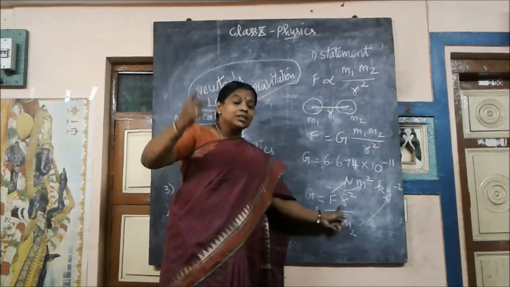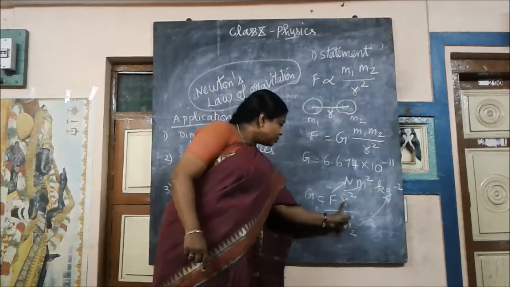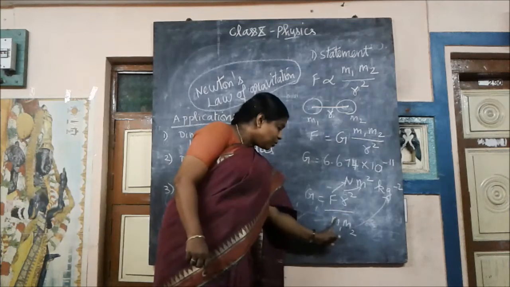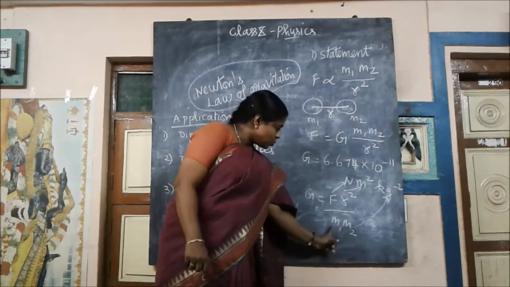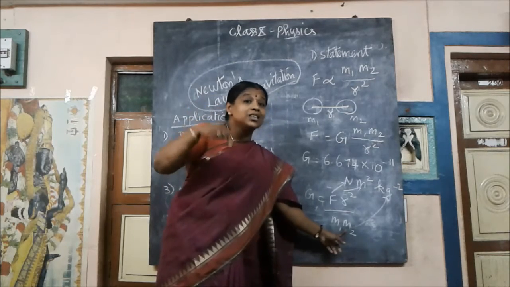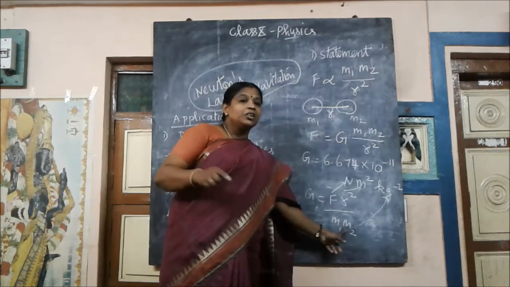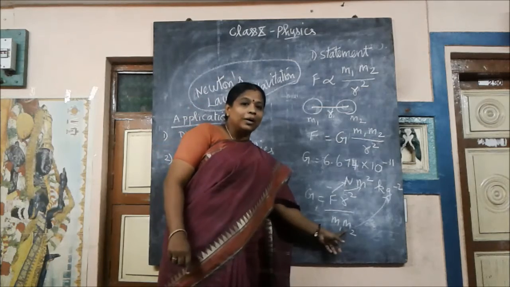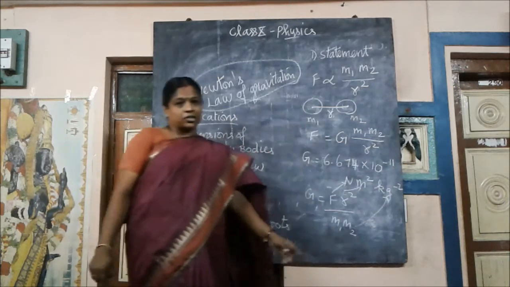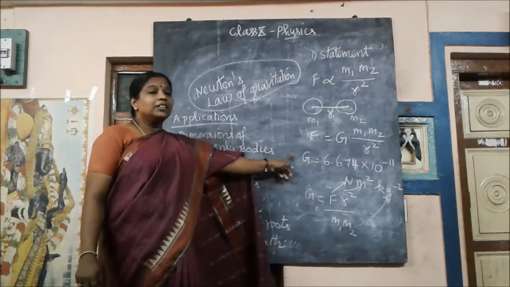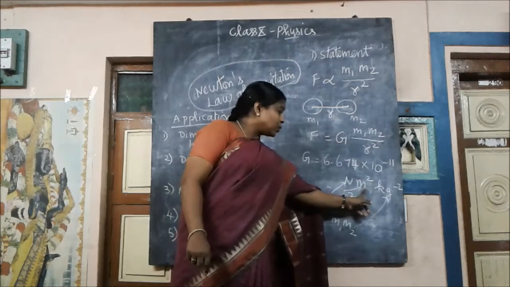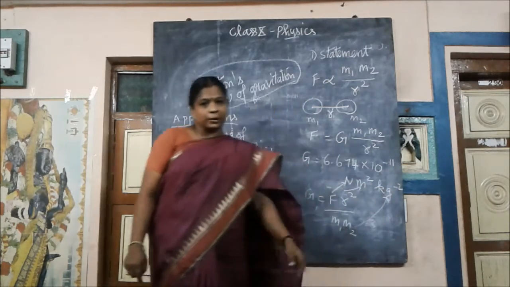So R square is meter square. So meter square. M1, M2. M1 is kilogram, M2 is kilogram. So kilogram into kilogram, kilogram square, but that is in the denominator. So when it moves to the numerator, it will go with minus. So kilogram power minus 2. So that is why we are getting the unit of G to be Newton meter square per kilogram square.